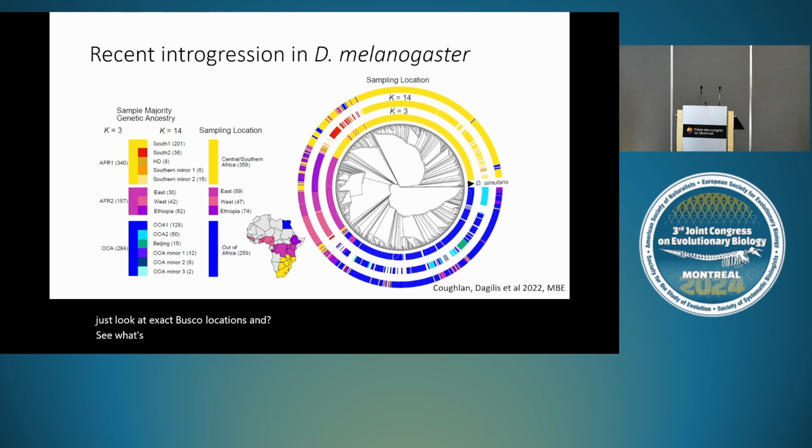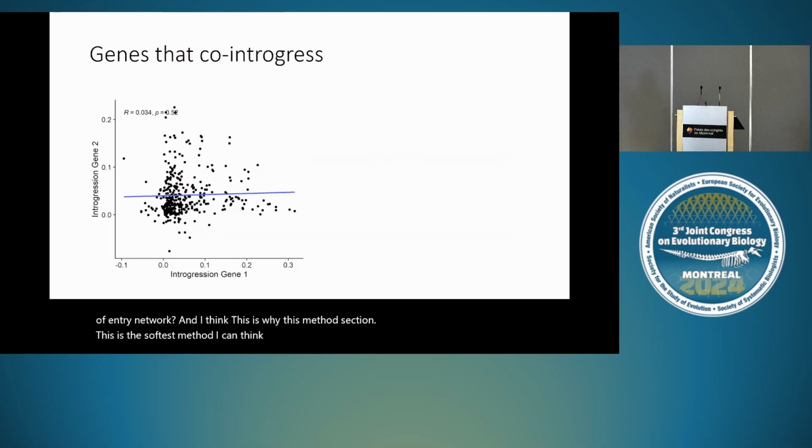Well, Jen Coughlin and I had just recently done a giant analysis of melanogaster across the world. And we had identified a whole bunch of potential genomic ancestries within these. We had identified introgression among these ancestries. So I thought, what if I constructed a new kind of network? And I think this is why this ended up in the methods section. This is the softest method I can think of. Hey, let's think about genes that co-introgress.